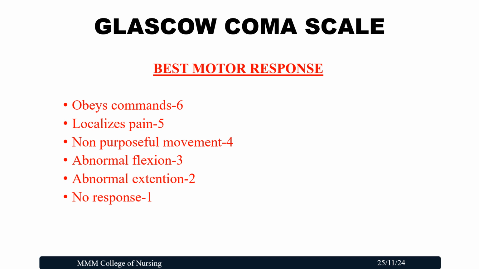No response, if you ask the patient to raise the legs and hands and the patient does not obey, give the score 1.